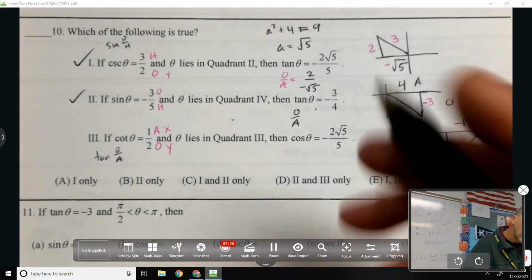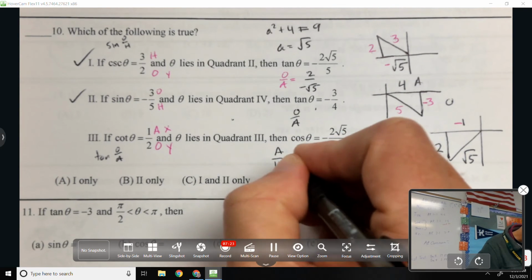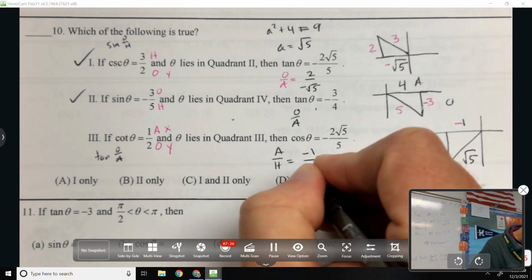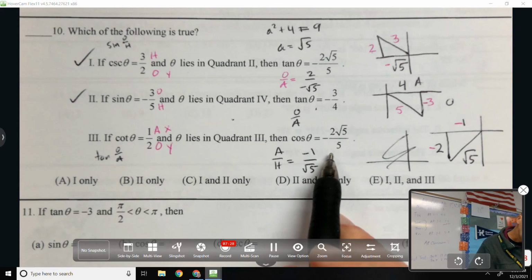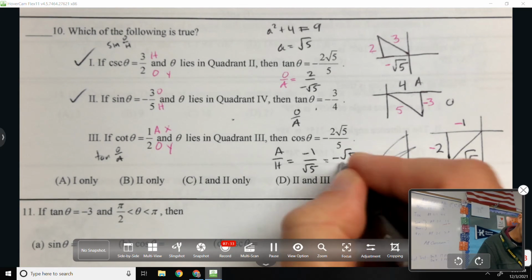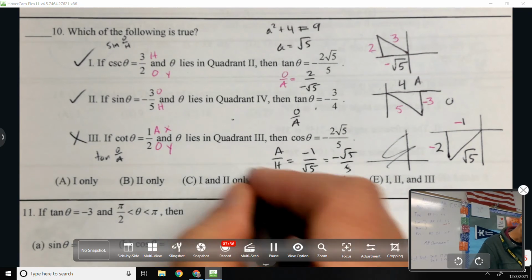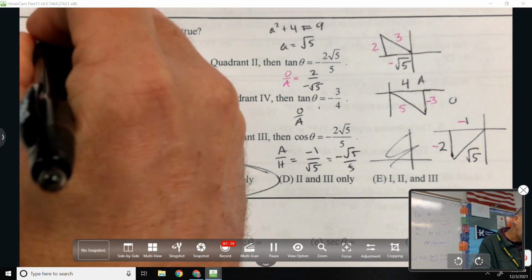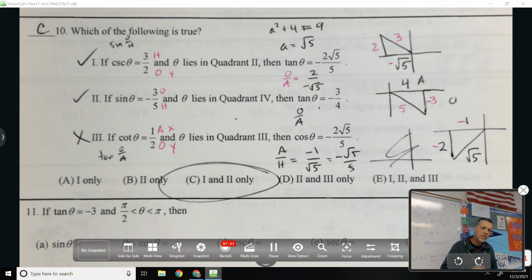Okay, cosine then is adjacent over hypotenuse, -1 over square root of 5. Whoops, that's going to be negative root 5 over 5. So 1 and 2 only. And square root of 5 wouldn't be negative. No, the radius or the hypotenuse is never negative. Okay, good. We did 4 picture problems. Again, the negative thing is the concern there.